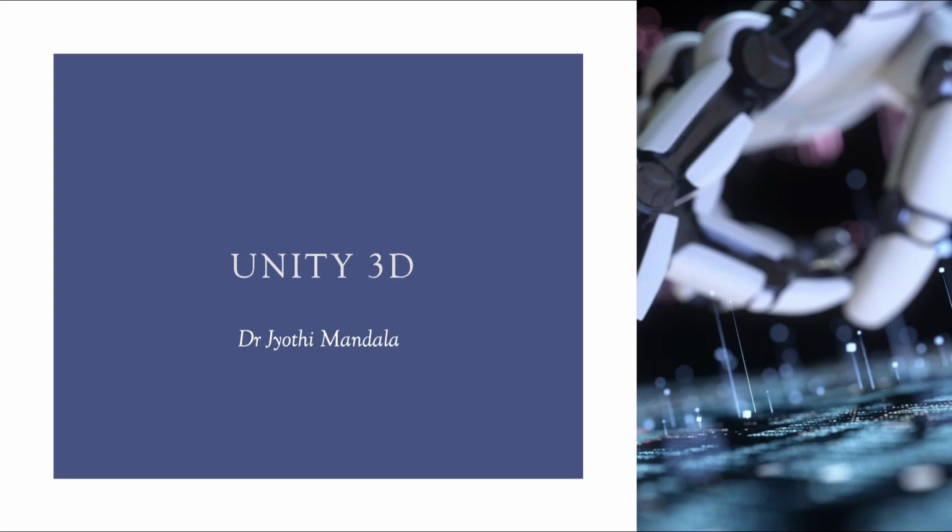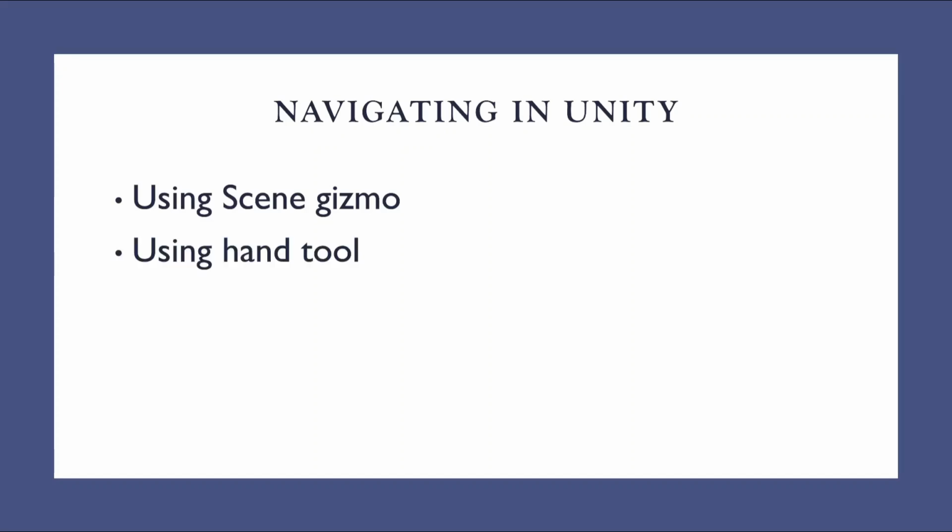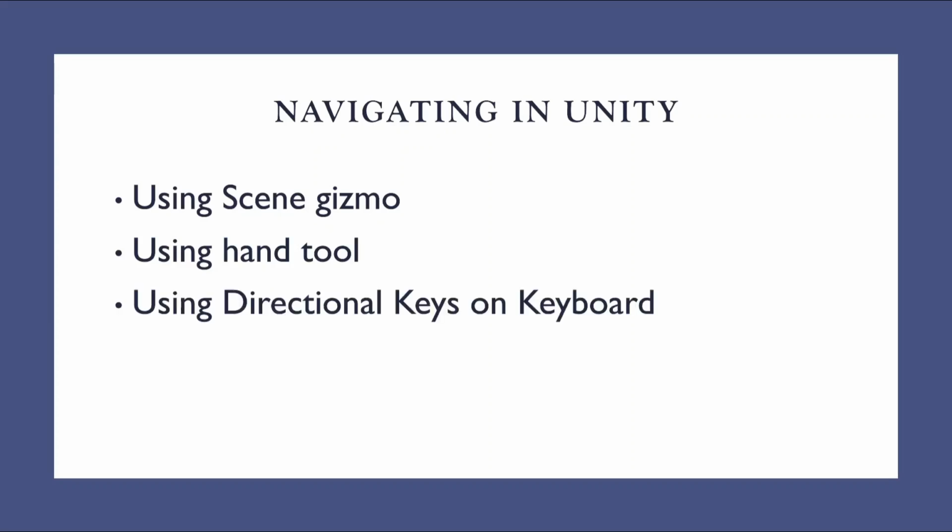In our last lecture, we learned in detail about the Unity user interface, what the different layouts are, and how we can customize the layout. Now, in today's lecture, we will be understanding how to navigate in Unity. You can navigate in Unity in three ways. First way is using scene gizmo. Second way is by using hand tool, and third way is by using directional keys on your keyboard. So let us understand in detail how we can use any one of these three ways to navigate in our editor.